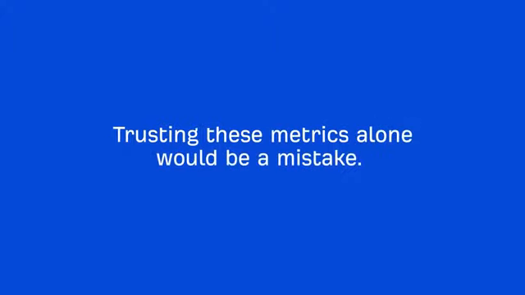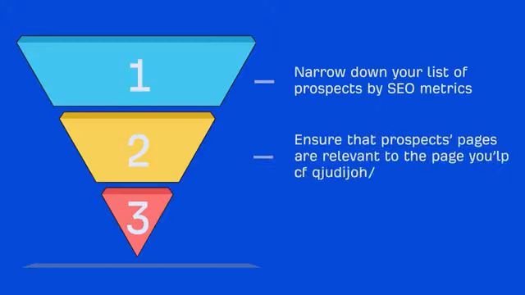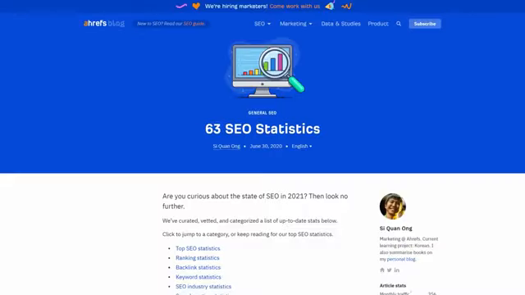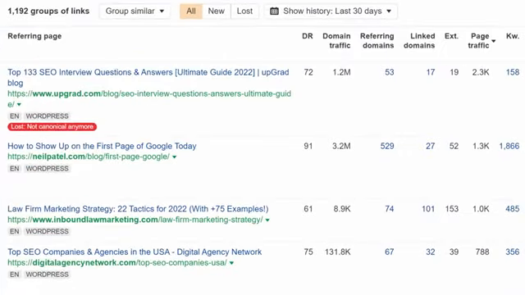Now, trusting these metrics alone would be a mistake. This leads us nicely into level 2, which is to ensure that prospects' pages are relevant to the page you'll be pitching. Now, in this stage, you can just scan the titles of your prospects' pages, which should give us hints into what the page is about. For example, if we were building links to our SEO stats page based on the people linking to this competing URL, you'll see from the titles of referring pages that they're all pretty relevant.